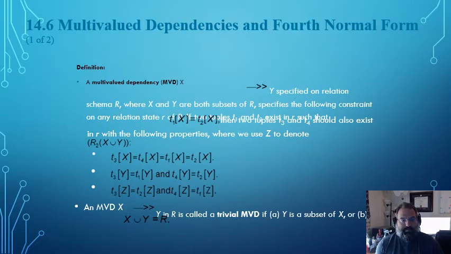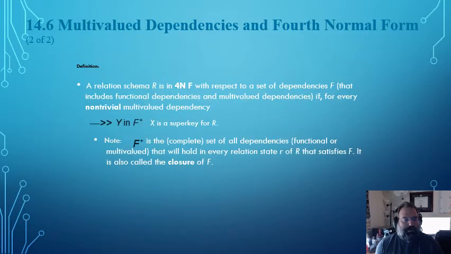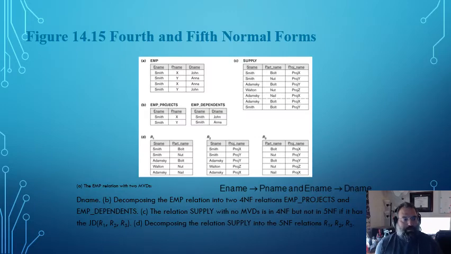Multi-valued dependencies and fourth normal form. Multi-valued dependencies, MVD, we can just skip over that. A relation schema R is in fourth normal form with respect to a set of dependencies F that includes functional dependencies and multi-valued dependencies if, for every non-trivial multi-valued dependency X multi-determines Y in F plus, X is a superkey for R. Note F plus is the complete set of all dependencies, functional or multi-valued, that will hold in every relation state of R that satisfies F. It is also called the closure of F. Figure 14.4 is about fourth and fifth normal forms.